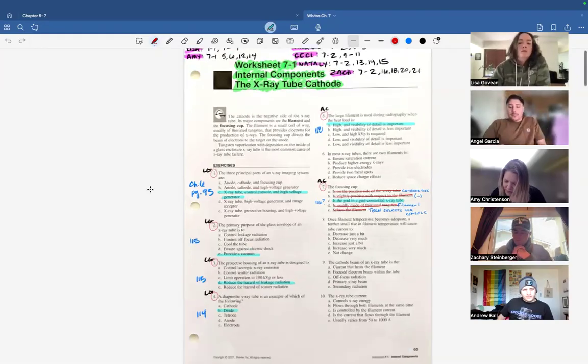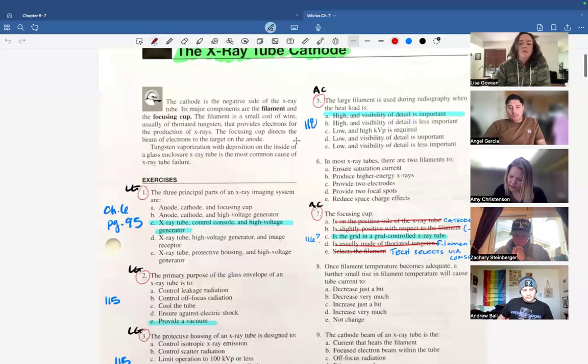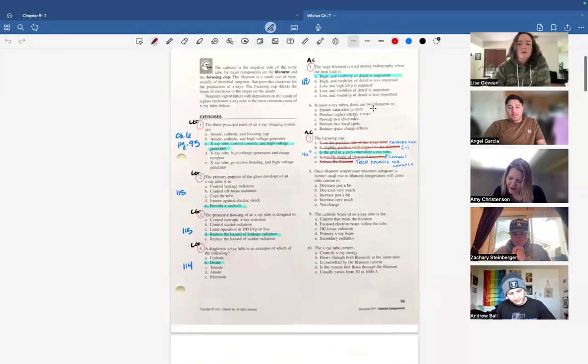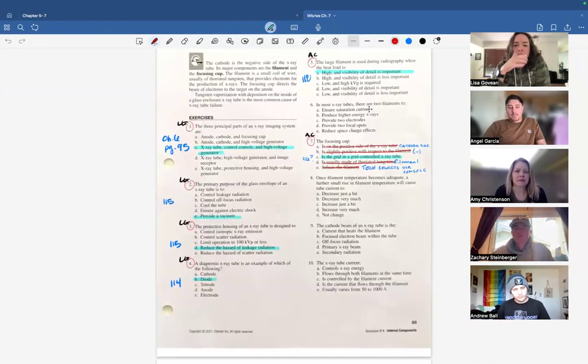Okay, I'm going to do five. The large filament is used during radiography when the heat load is, I have B, high and visibility of detail is less important. Yeah. Makes sense. Yep.